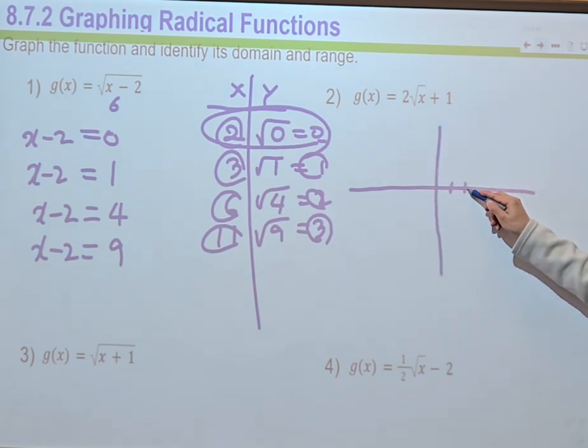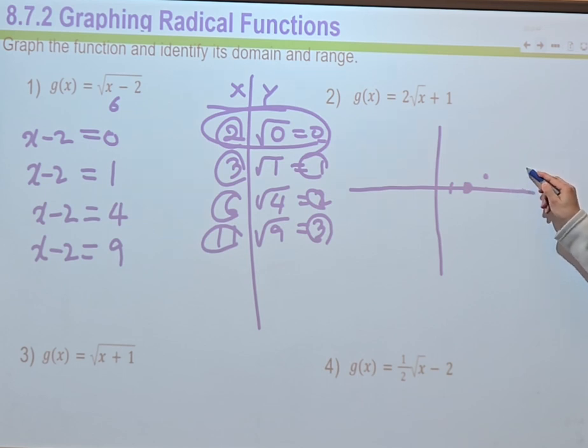x, 1, 2, 2, 0 here, 3, 1, 6, 2, 11, 3. So graph something like that, right? This is 2. Everybody got it up here?